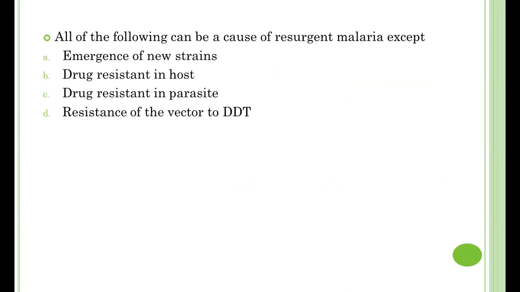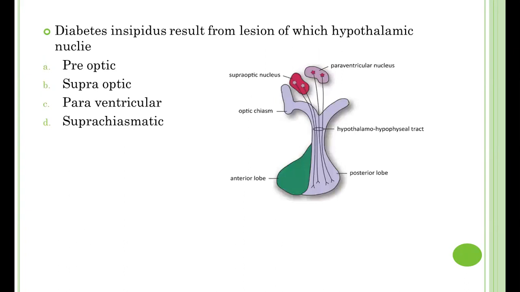All of the following can be a cause of resurgence in malaria except: the options are emergence of new strains, drug resistance in host, drug resistance in parasite, and resistance of the vector to DDT. So the correct option is option B, drug resistance in host.